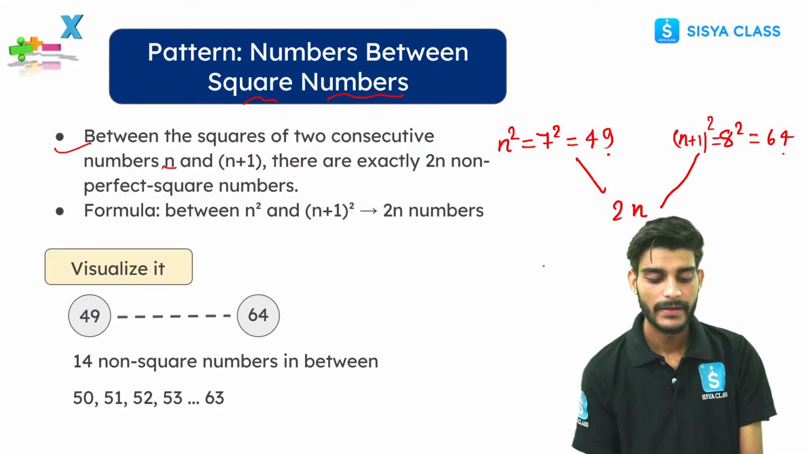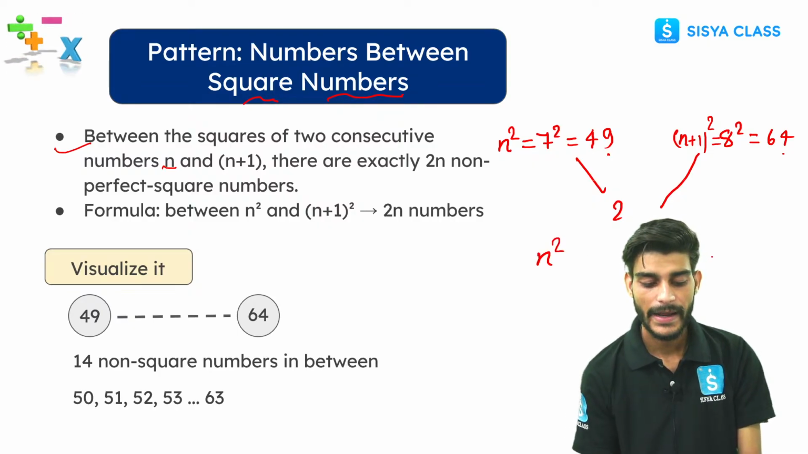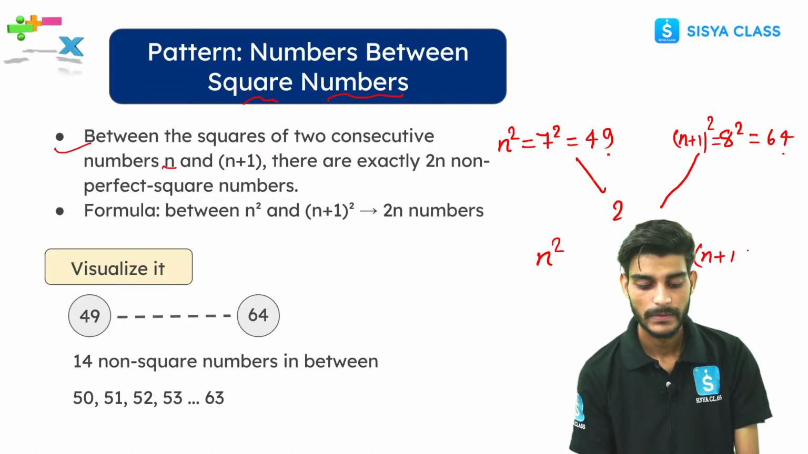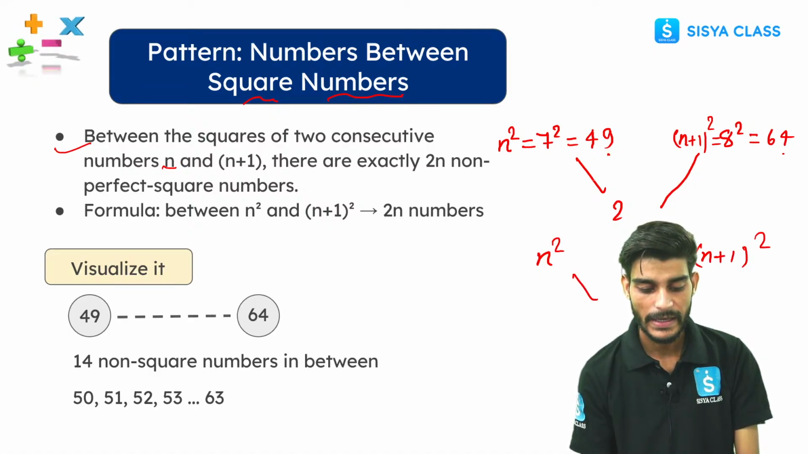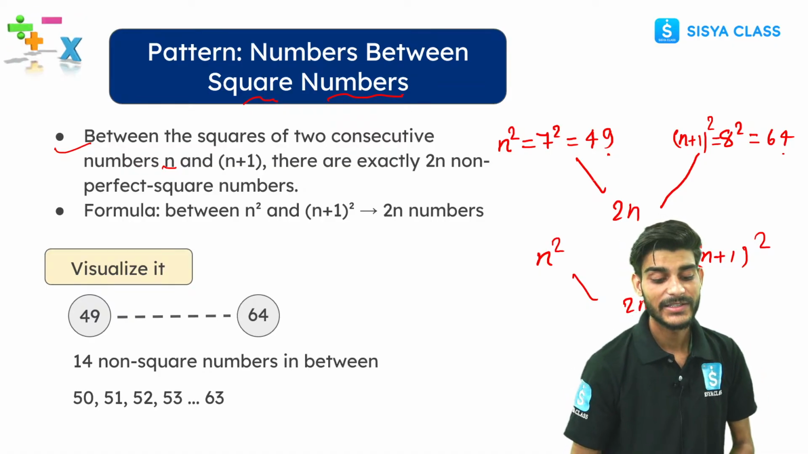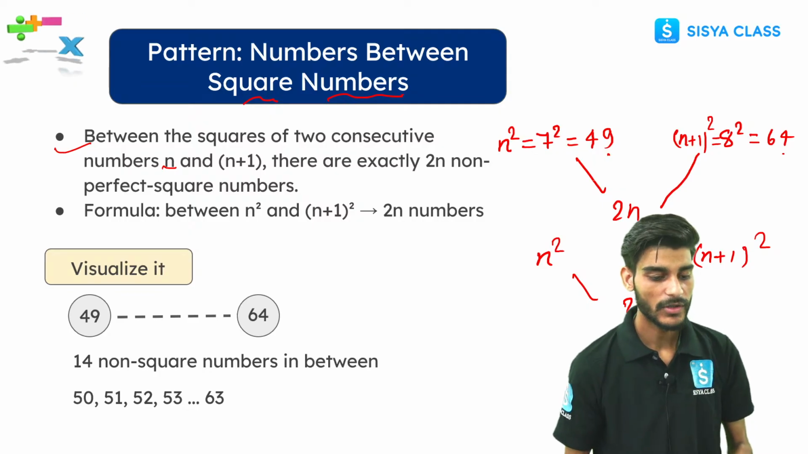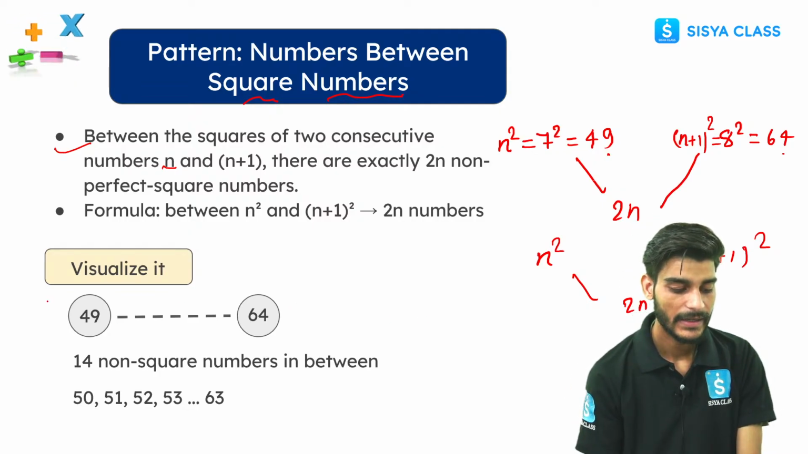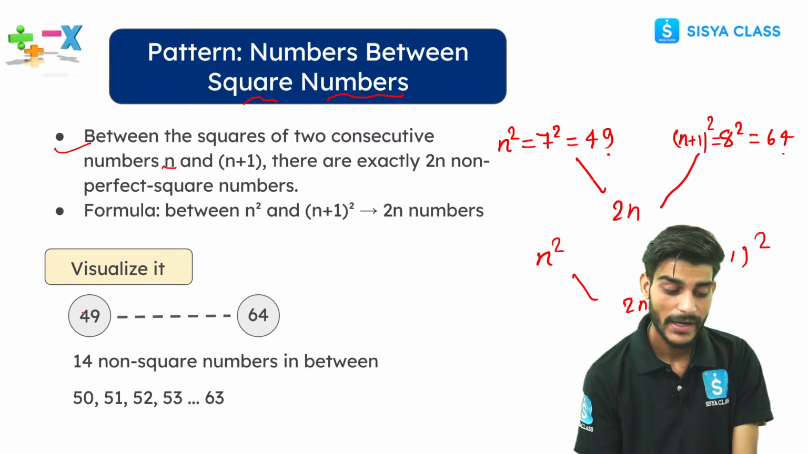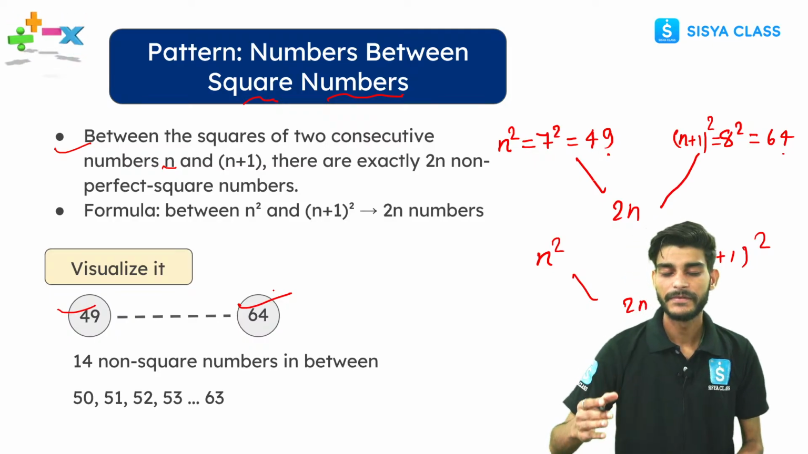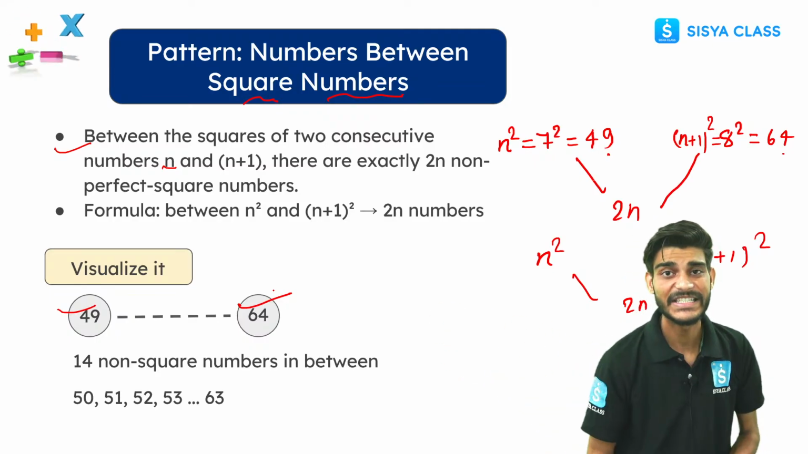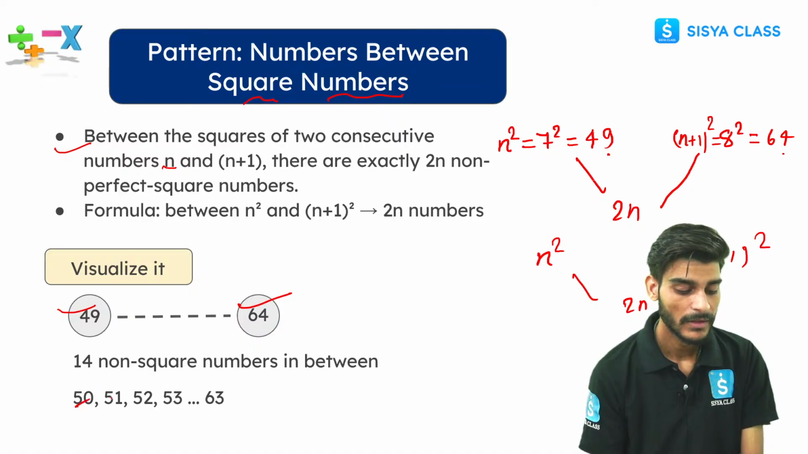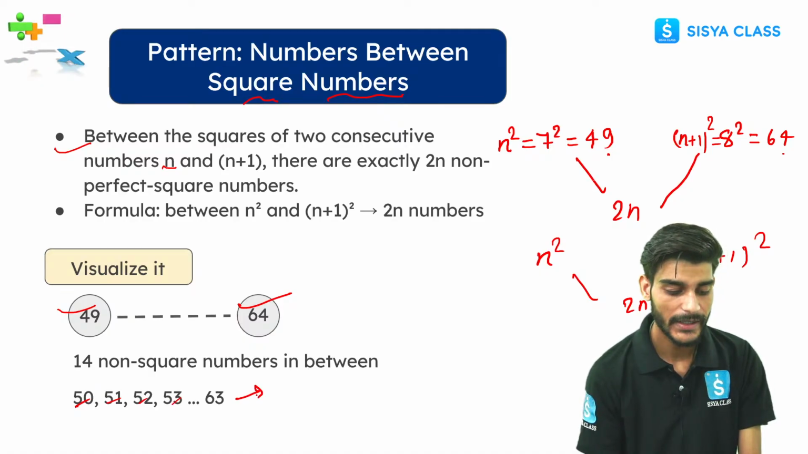So if I find the square of n and n plus 1 square, in between we have 2n non-perfect square numbers. This is the concept and this is the pattern that I have shown here. Visualize it. 49, 64. What are the numbers between them? 50, 51, 52, 53, 54, like that till 63. So how many numbers are in between? 2 into 7, 14 numbers.